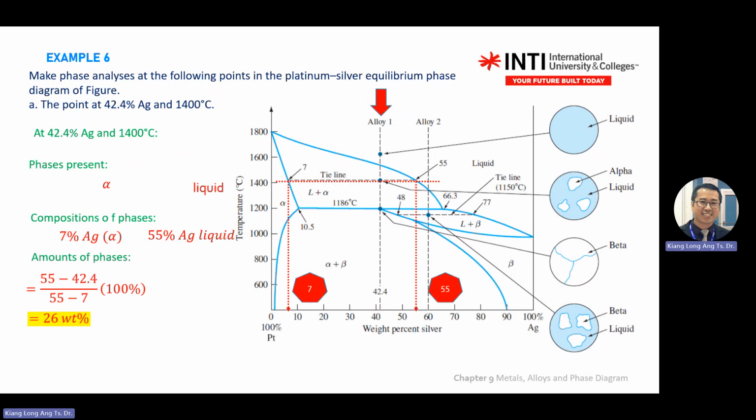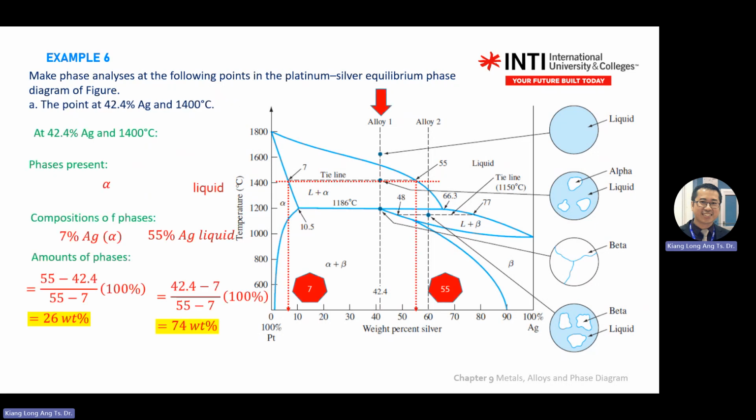Who doesn't understand how to get 26? Who doesn't understand? Okay. So for the other side, if you're lazy, you just take 100% minus this one. Of course, you write 100% minus 26, you get one answer. Or you can do another calculation. This side, 42.4 minus 7 divided by 55 minus 7. Okay. You add up, it should be 100%.